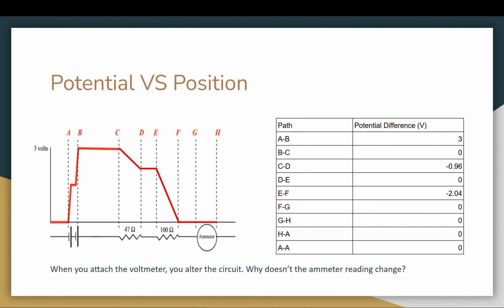So here's the potential versus position graph. As can be seen here, there are large jumps of potential difference across the batteries and whenever there is a resistor. However, across wires, there is no measured potential difference.